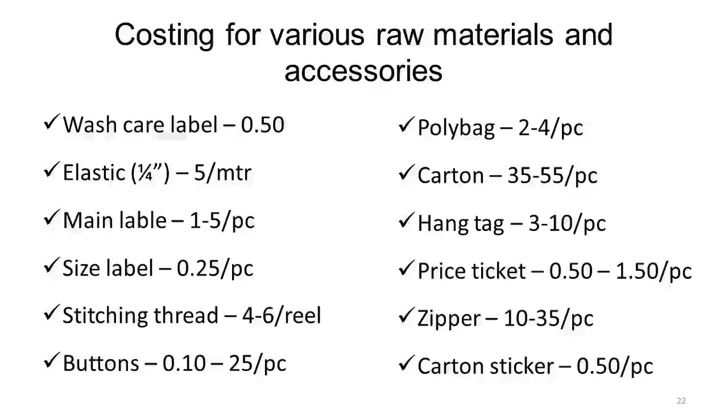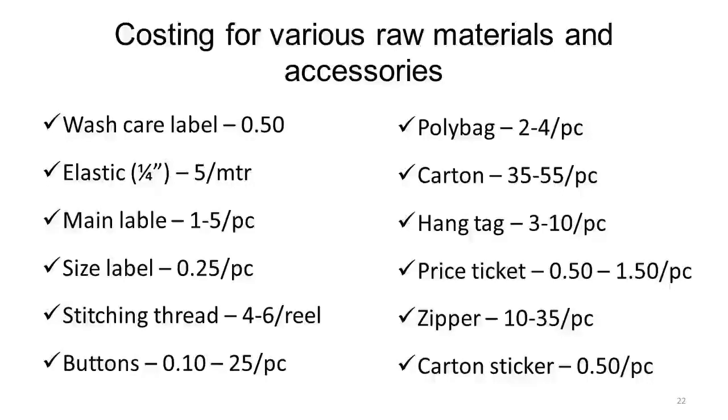Hang tag is the paper tag that you have. Again, these can be very, very fancy, and the prices could be upwards of 25-30 rupees also. But normally the hang tags that we have for Mango, Zara, etc., are well within 3 to 10 rupees. And price ticket is a small paper tag on which the price or the barcode sticker is stuck. So this price ticket is pretty cheap, about 50 paisa to 1 rupee 50 paisa. 1 rupee 50 paisa is on the very higher side. 50 paisa is normally, or maybe even lesser, 30-35 paise is the going rate right now for price ticket.